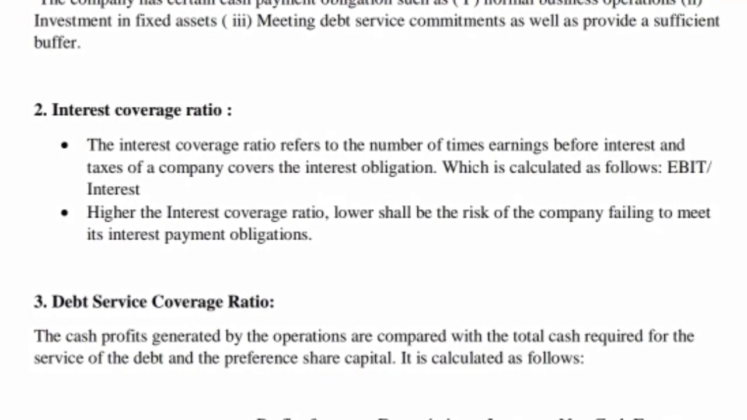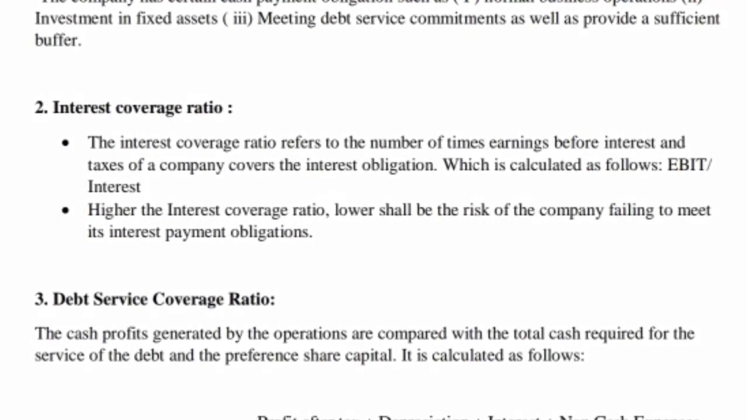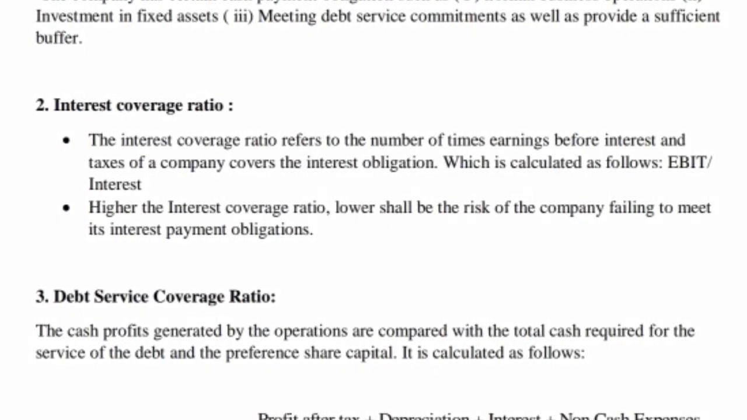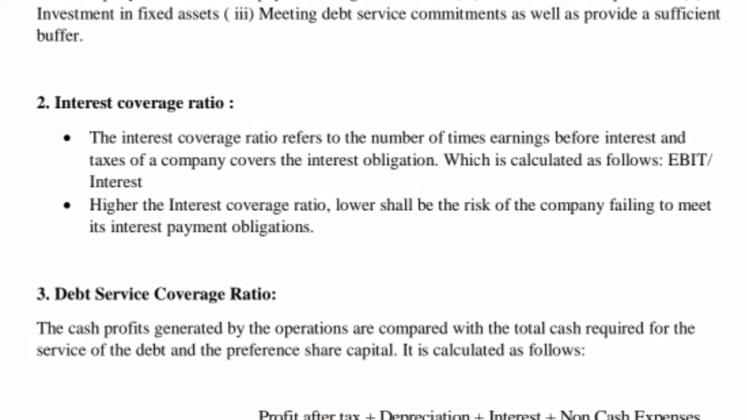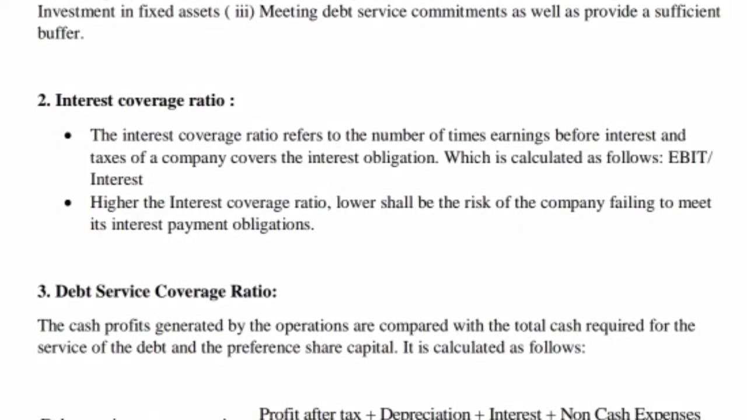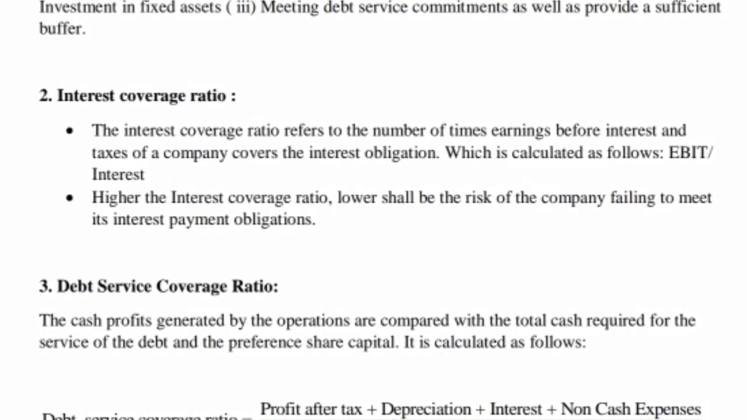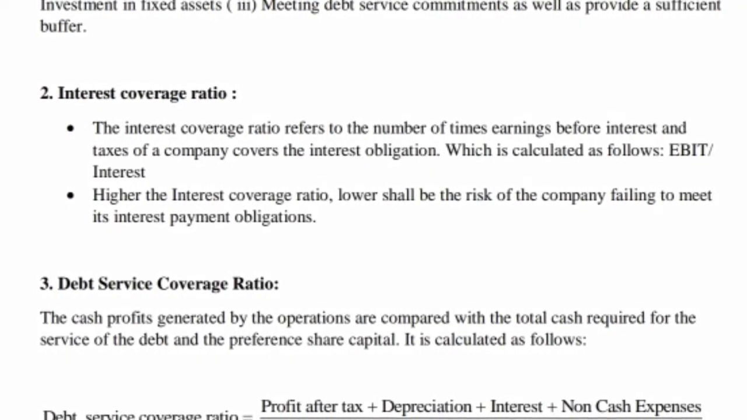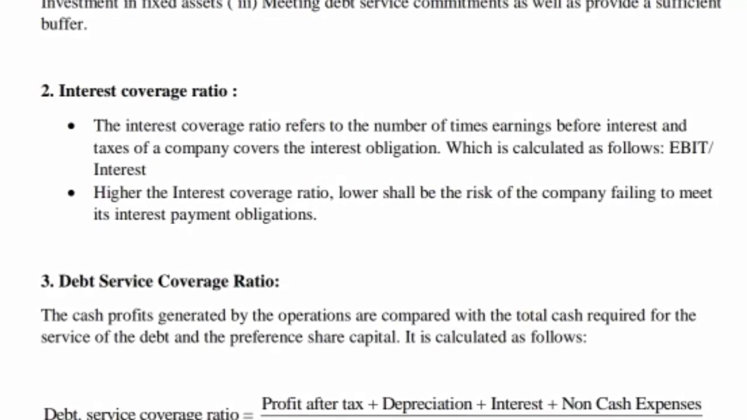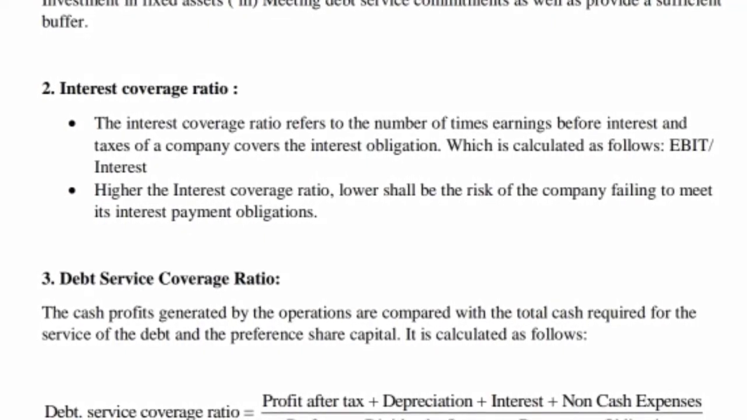2. Interest coverage ratio. The interest coverage ratio refers to the number of times earnings before interest and taxes of a company covers the interest obligation, which is calculated as follows: EBIT/interest. The higher the interest coverage ratio, the lower the risk of the company failing to meet its interest payment obligations.